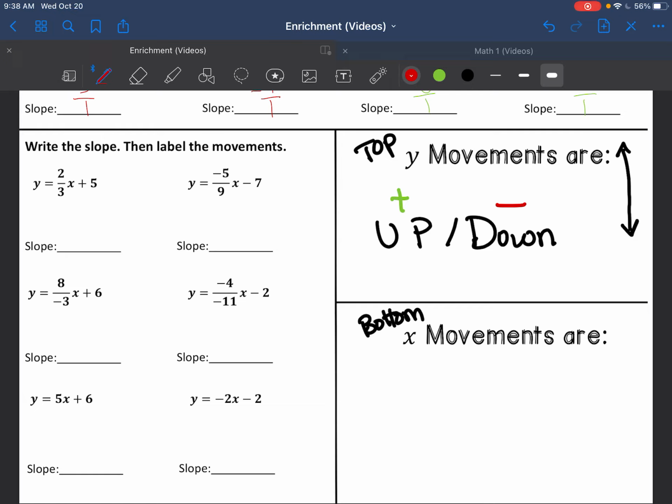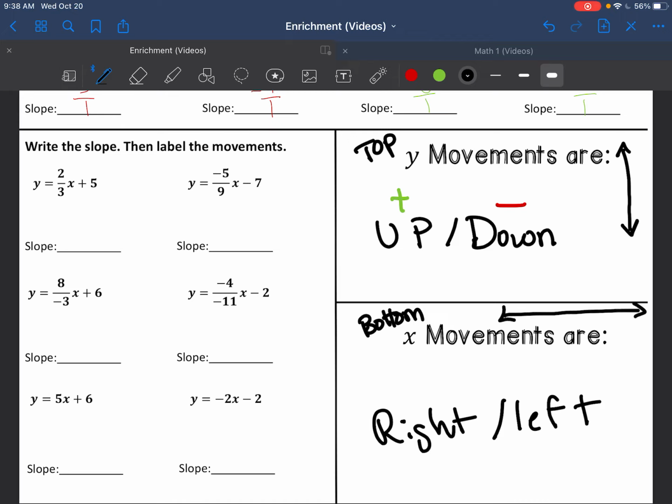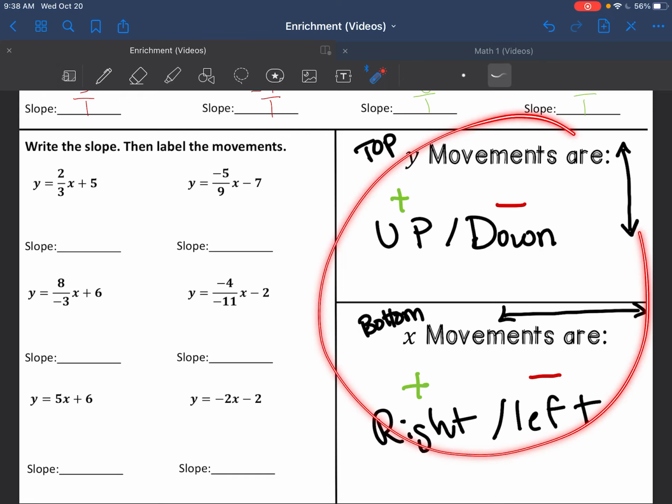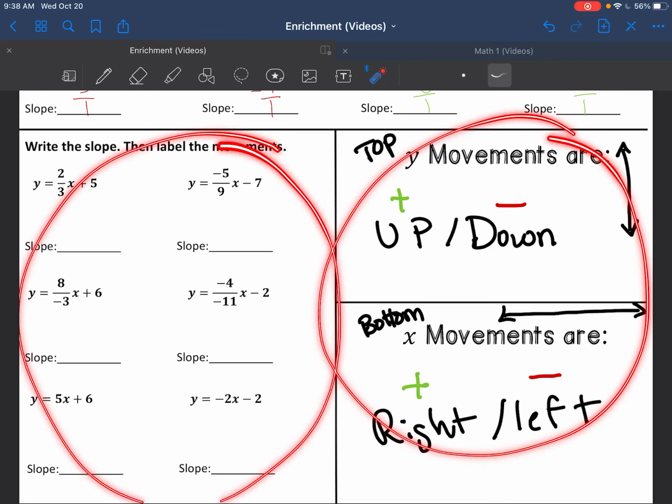So if it's a negative up top, you go down. If it's a positive up top, you go up. The next one is for x's. So x's, your options to move are to go right or left, okay? And if you think about an x-axis, it goes right and left. If it goes right, that means you have a positive number in the bottom of your fraction. If you go left, it means you have a negative number in the bottom of your fraction. So we're going to use this information here to do these problems here.